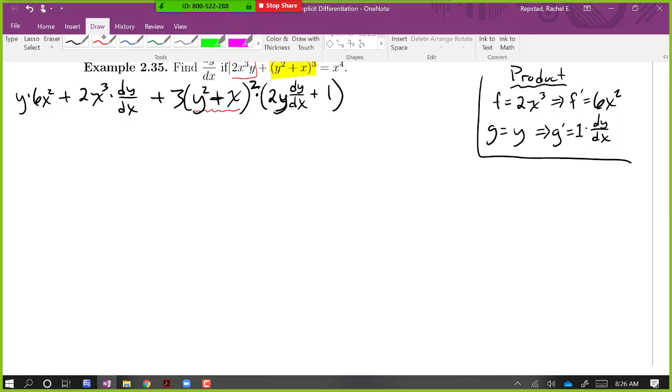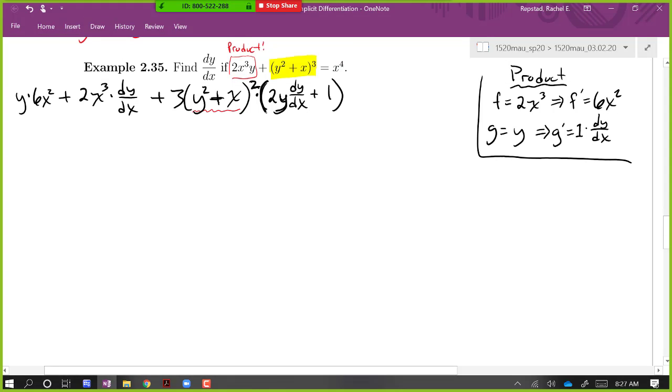Now notice I needed to put parentheses around this. There was more than one term in the derivative of the stuff inside, so I have to group that. So there's the derivative of the highlighted term. And now we're on the other side of the equation, which is x to the 4th. That seems pretty simple in comparison. Just use the power rule, we get 4x cubed.